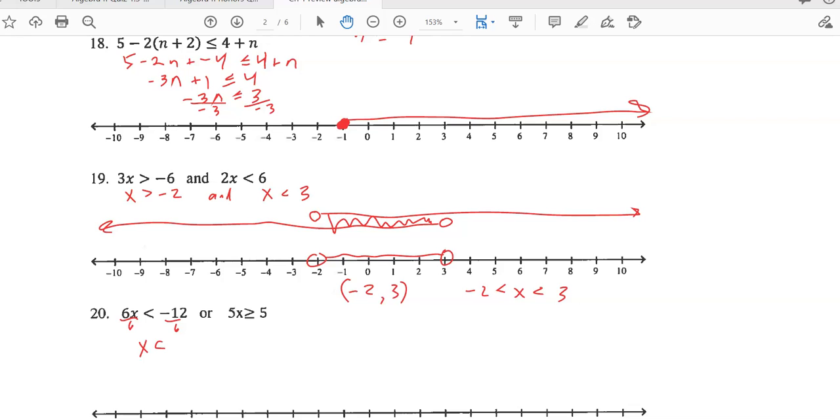So divide by 6, again, that's a positive number, so that's better. You don't have to switch the sign. It's less than negative 2. Or divide by 5, you get x greater than or equal to 1.